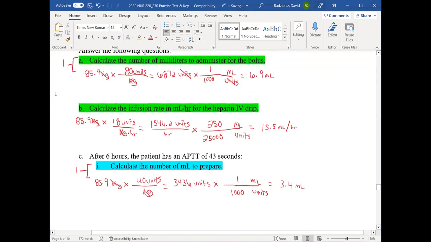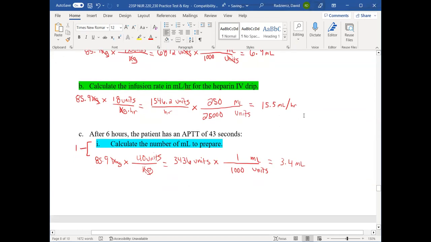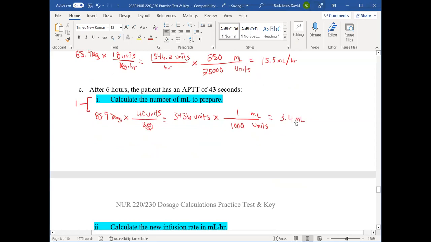So 3.4. You can see that you wouldn't want to necessarily divide it exactly in half, because you might get 3.45 and be tempted to round that up, but 3.4 milliliters would be the new bolus dose. So you would rebolus them through the port on the IV with heparin, almost like a boost. And then you're going to adjust the infusion rate.